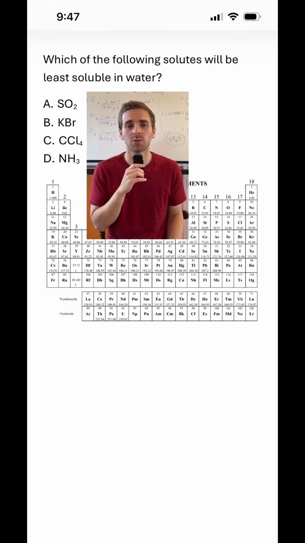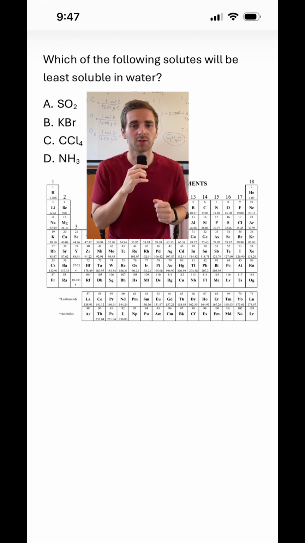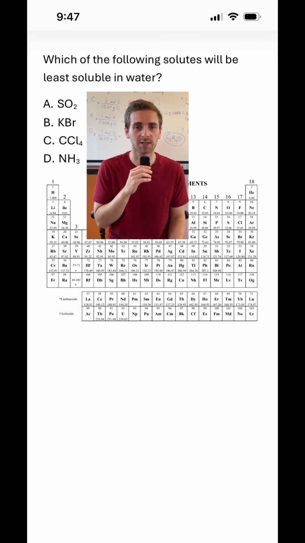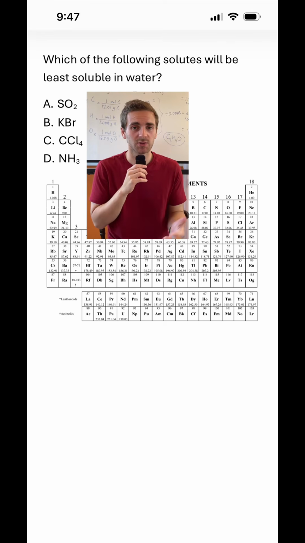AP Chemistry Daily Question. Have a solubility question for you today. See if you can solve this one. I'm going to reveal the correct answer in a few seconds, so pause the video if you'd like to take some time to try it. And here's the correct answer. Now, if you'd like to see why this is the correct answer in less than 90 seconds, please stick around.